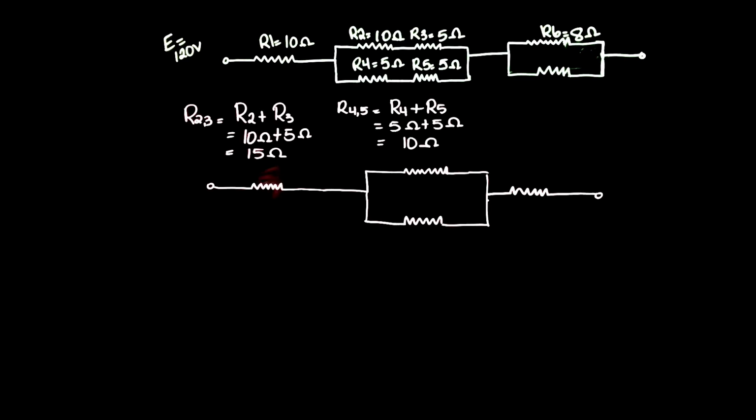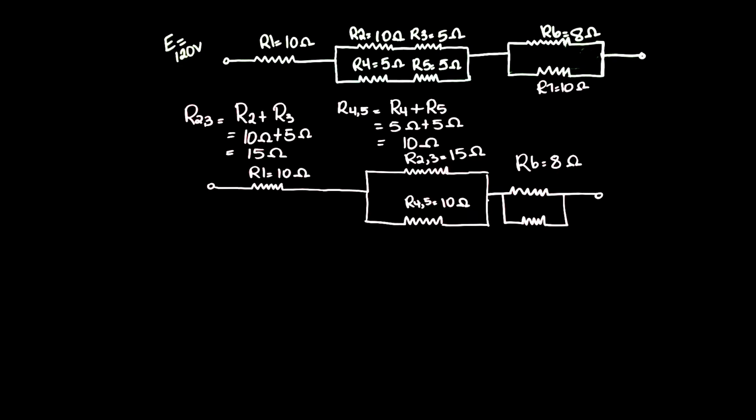Okay, so resistor 1 is still 10 ohms. Resistor 2,3 has been condensed to give me a resistance value now of 15 ohms. Resistor 4,5 likewise has been condensed to give me a resistance of 10 ohms. And oh, R6, I didn't give you R7. Sorry about that. R7 was 10 ohms in the original. And that looks like that. So R6 is 8 ohms and R7 is 10 ohms.